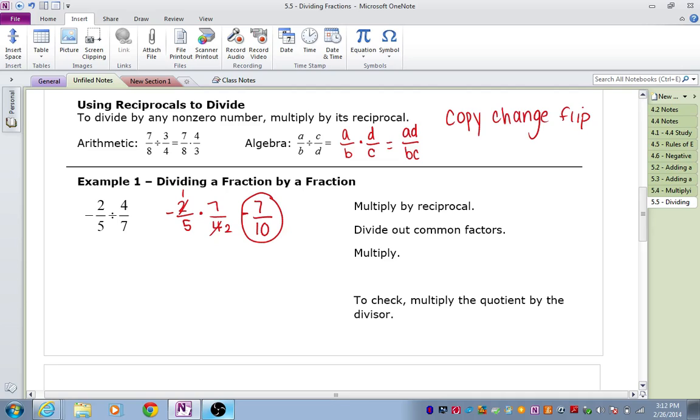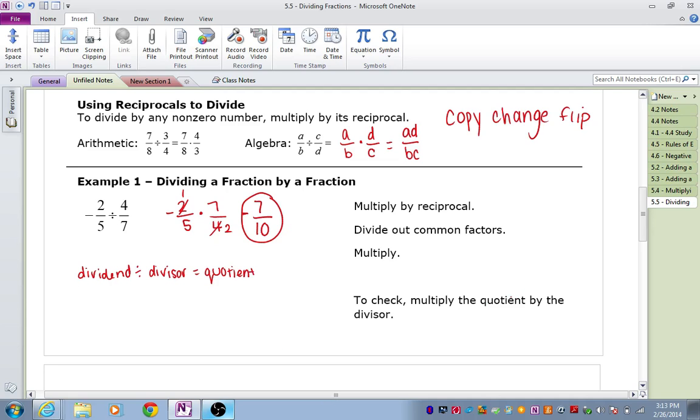Now, you can check these answers to see how you did. We're not going to do it with all questions, but it's an option that you could use to check your work. To check, we can multiply the quotient by the divisor. Okay, let's go through the parts of a division question real quick. The first number is the dividend. It's divided by the divisor, which gives you a quotient.